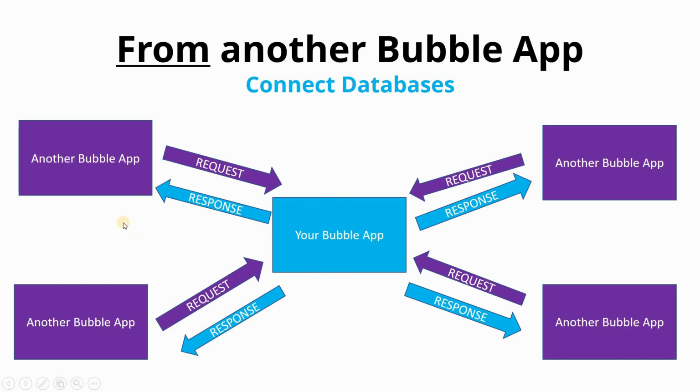So all of these arrows could actually be flowing in the opposite direction, where the 4 outside applications are being requested, and they all send a response back to the central app. That's kind of how an aggregating system would work.